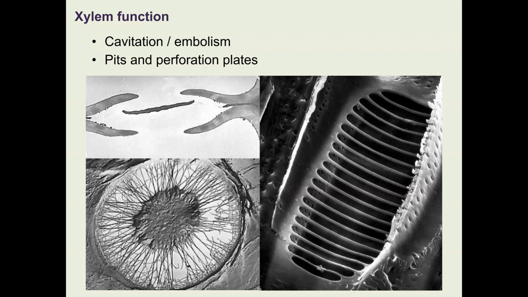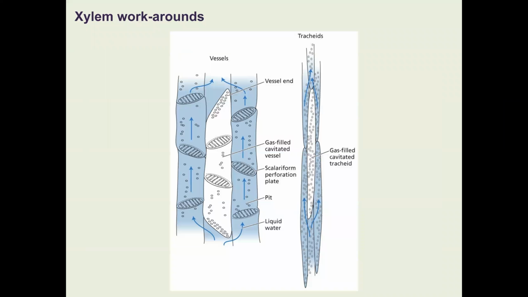So that's what's being described here, these two terms, cavitation and embolism. Air embolism is a way to describe air in the water stream. You can also have embolisms in humans. If you get air in the bloodstream, you might have heard that's a very dangerous potential problem for humans. So air in the water stream is also a potential problem for plants.